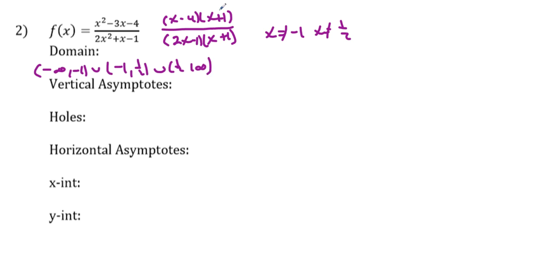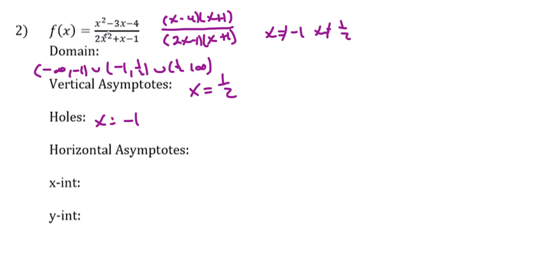Vertical asymptotes. Well, we created a hole at x equal negative 1. So that's going to leave 2x minus 1. We're going to have a vertical asymptote of x is equal to 1/2. Okay, and our hole is going to be x is equal to negative 1.